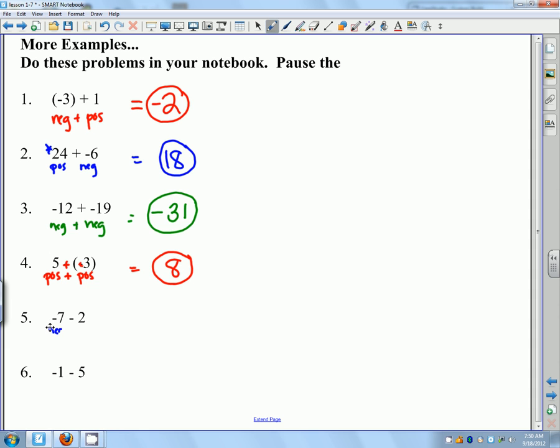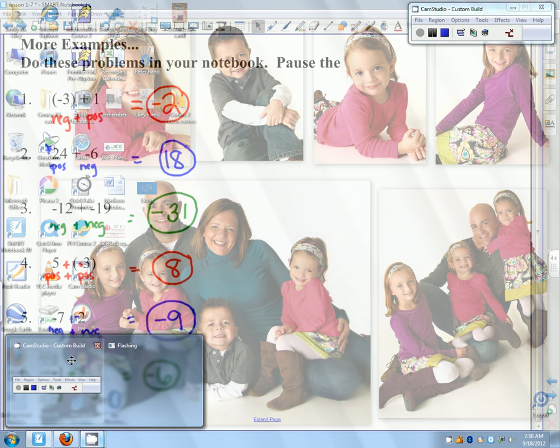This is a negative, and then I'm going to do plus negative 2, so that's plus a negative. A negative plus a negative is a negative, and then I just add the two numbers, and it's negative 9. Lastly, I have a negative, and then I'm going to add the opposite. So I'm going to add and then put a negative 5 there, plus a negative. So then I have a 1 and a 5, that makes a 6, and then I keep the sign, so it's negative 6. All right, that's it for your notes for lesson 1.7.